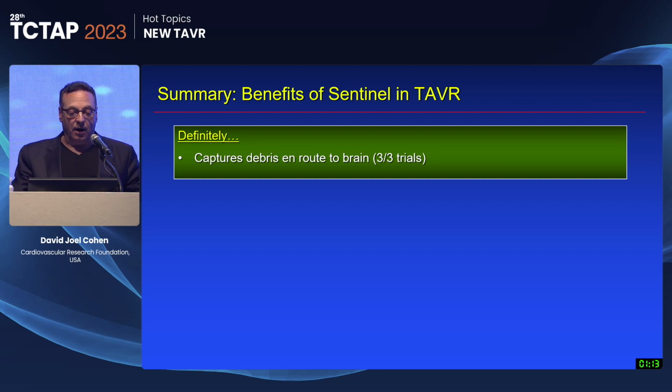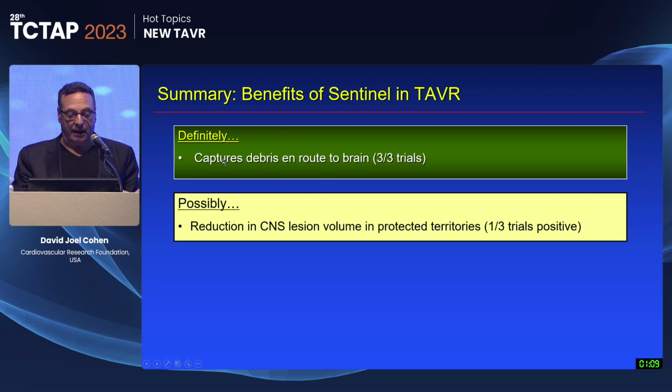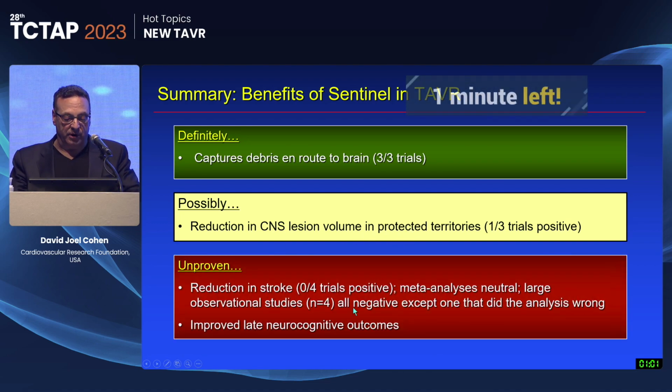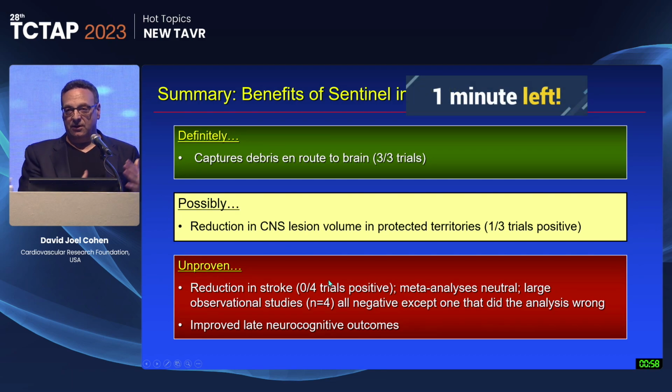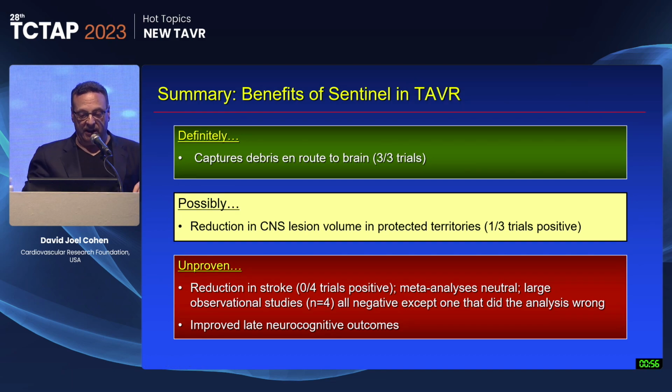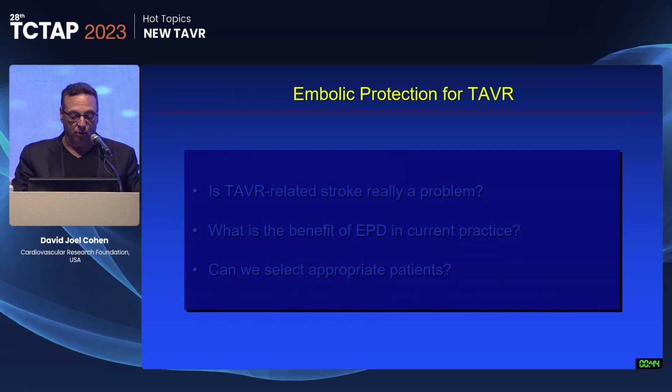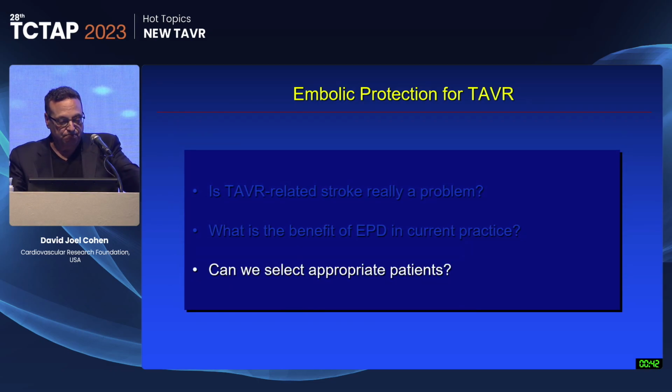So to me, right now, the one approved device that we have that's available in multiple countries, the Sentinel, it definitely captures debris en route to the brain. 3 out of 3 trials have shown it captures debris. Maybe, based on the trials we have, it reduces CNS lesion volume, but 1 of the 3 trials was positive with respect to this endpoint. But in my opinion, looking as objectively as I can at the data, what's unproven still is whether there's a reduction in stroke. And what is absolutely unproven as well is whether there are improved late neurocognitive outcomes.